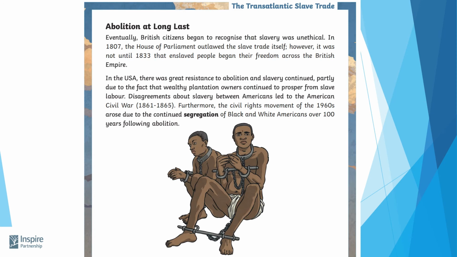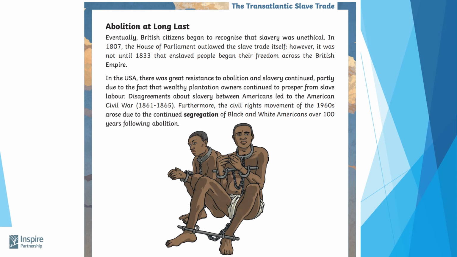Abolition at long last. Eventually, British citizens began to recognise that slavery was unethical. In 1807, the House of Parliament outlawed the slave trade itself. However, it was not until 1833 that enslaved people began their freedom across the British Empire. In the USA, there was great resistance to abolition, and slavery continued, partly due to the fact that wealthy plantation owners continued to prosper from slave labour.